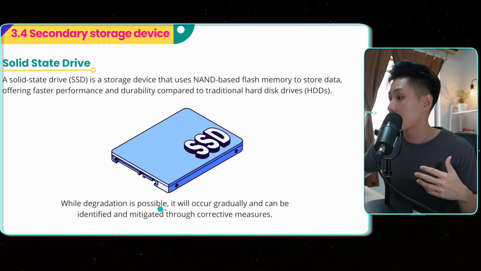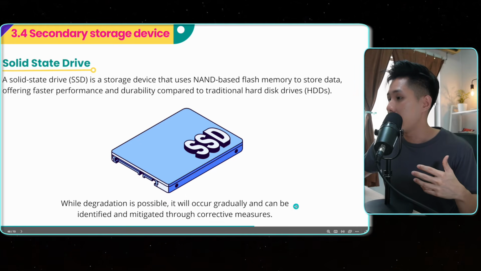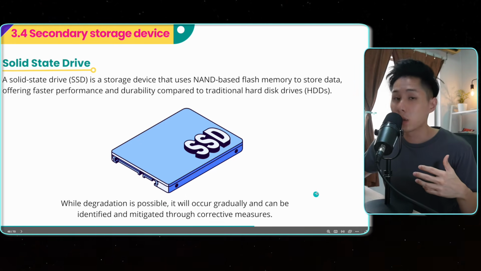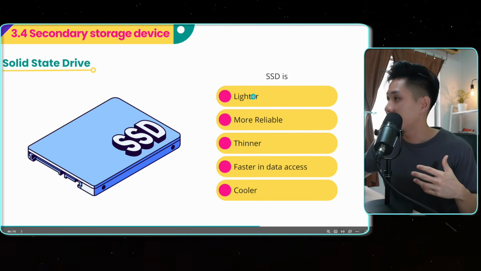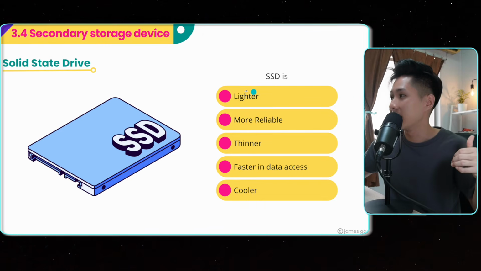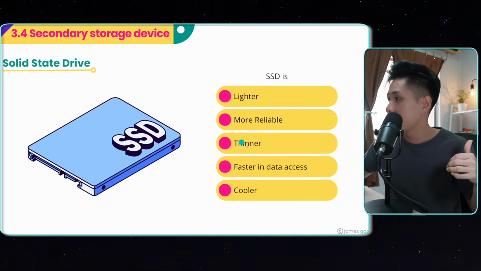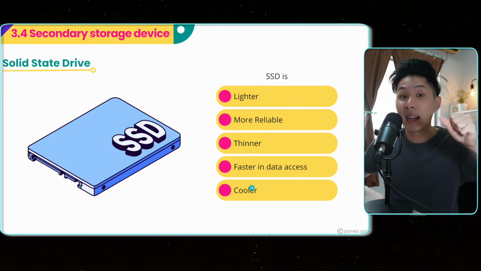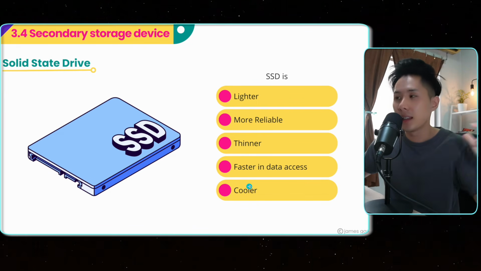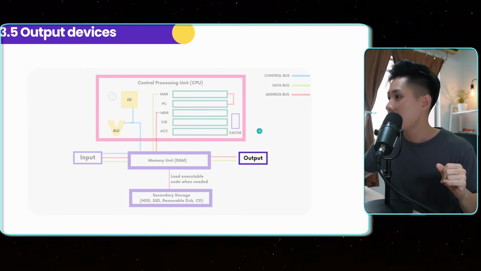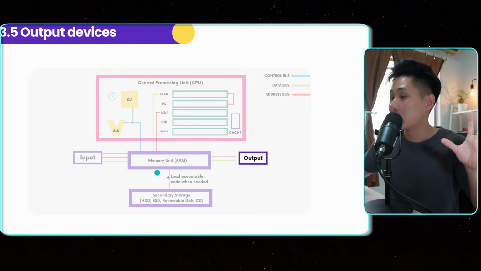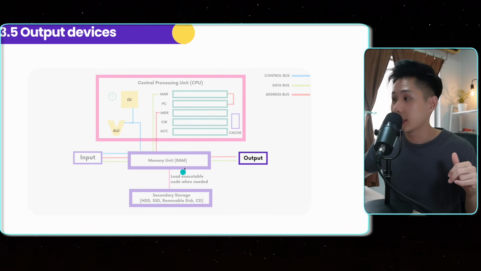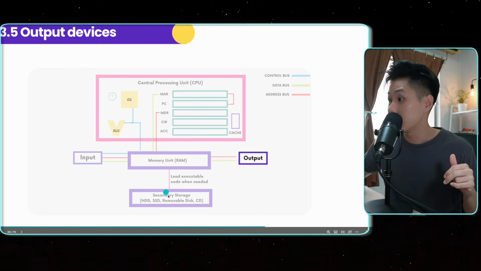While degradation is possible, it will occur gradually and can be identified and mitigated through corrective measures. So an SSD, as compared to an HDD, is lighter, more reliable, thinner. The key thing: faster in data access, and also cooler because it has no moving part, there's no friction, so there's no heat.